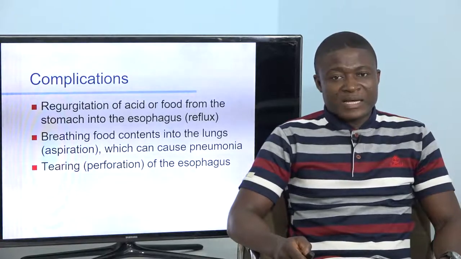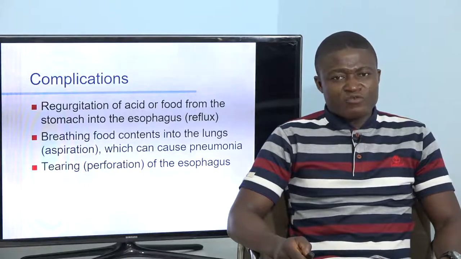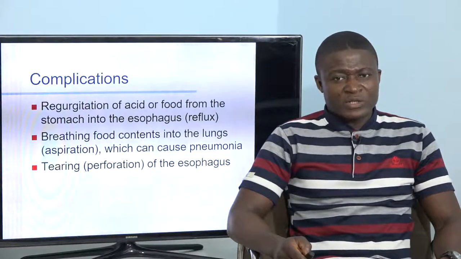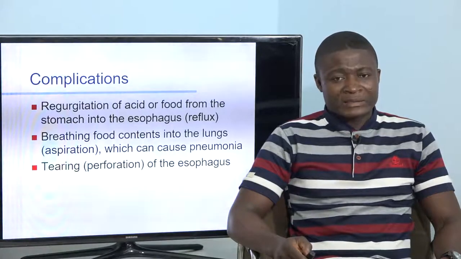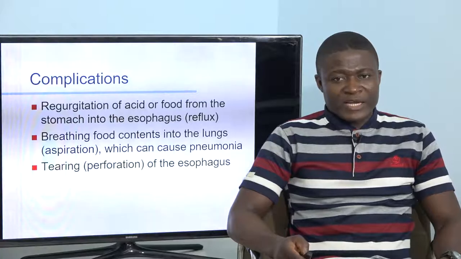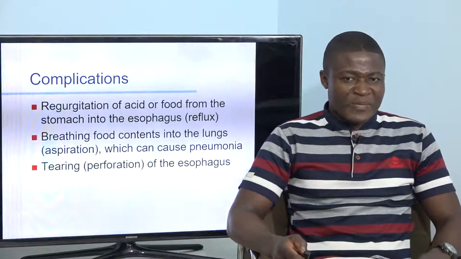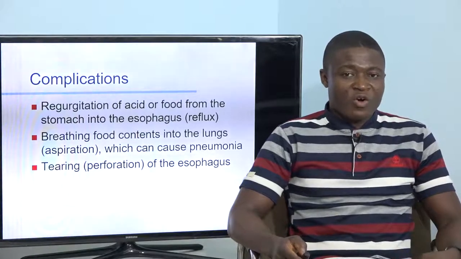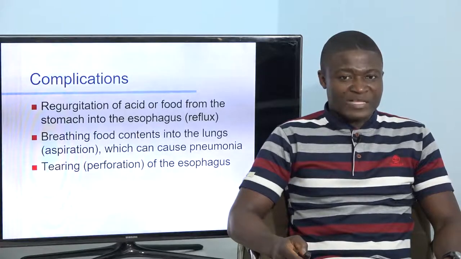Complications that are associated with achalasia. Regurgitation of acid food from the stomach into the esophagus, that is reflux. This can lead to a condition called GERD, gastroesophageal reflux disease. Then we have breathing food contents into the lungs. We call it aspiration. So food content or particles can be breathed or aspirated into the lungs, and these can lead to aspiration pneumonia.